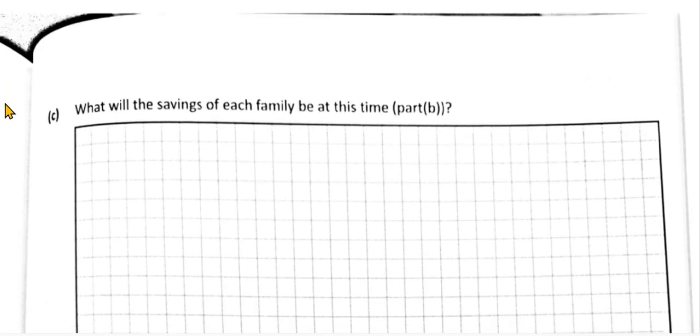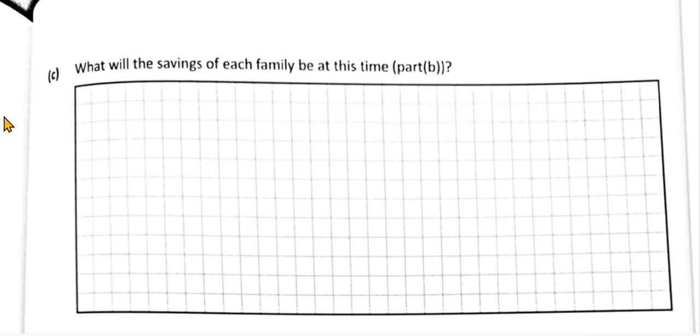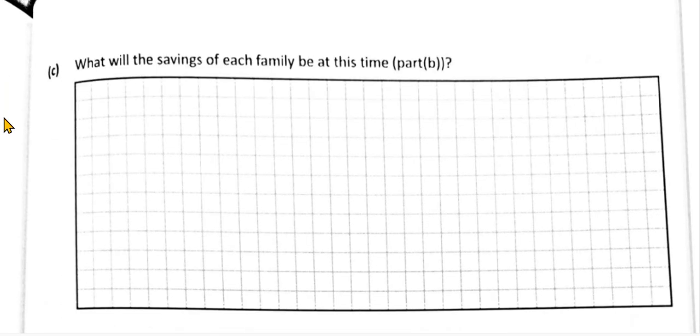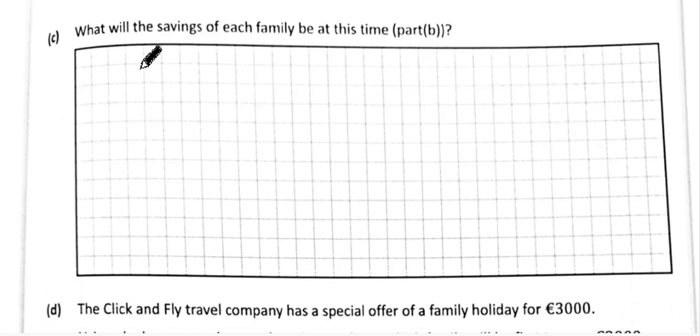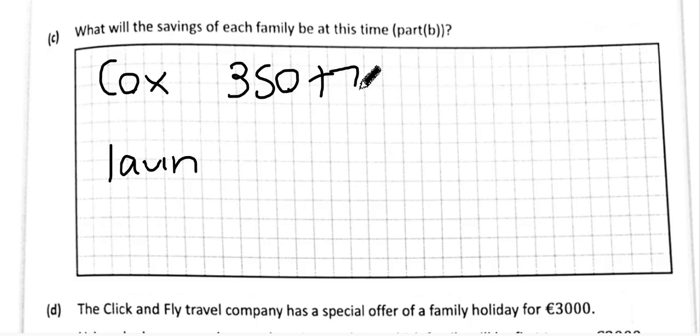Okay, guys. What will the savings of each family be at this point in time? Okay. What were the 2 families called again? Cox and... What's the other one? Lavin. Okay, what was the formula for Cox again? 350 plus 70W. And just leave the W hollow because you're going to put in 25 in a second.